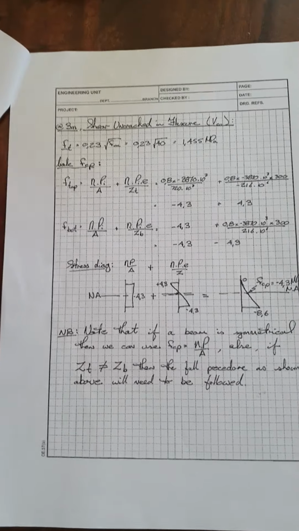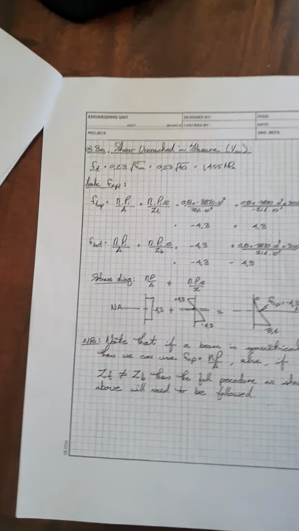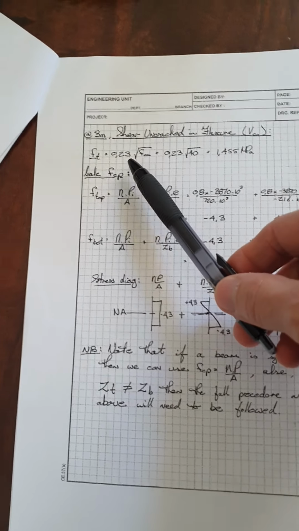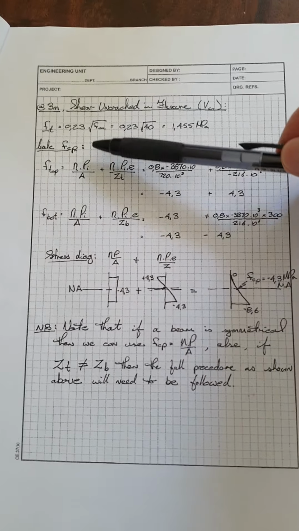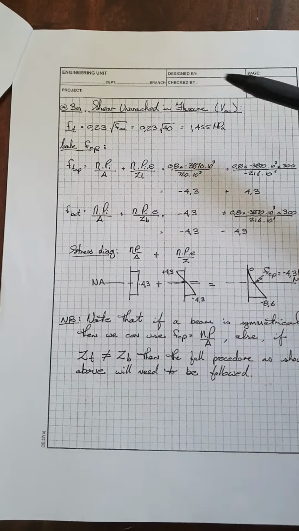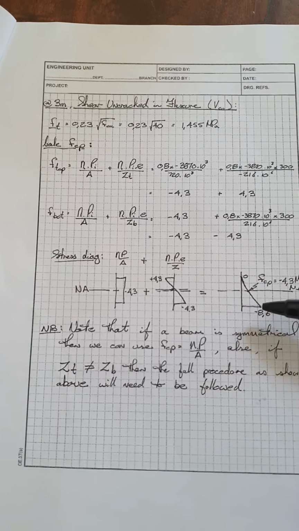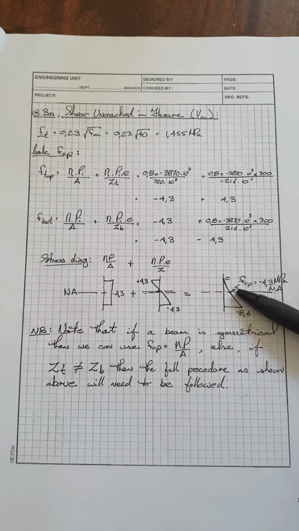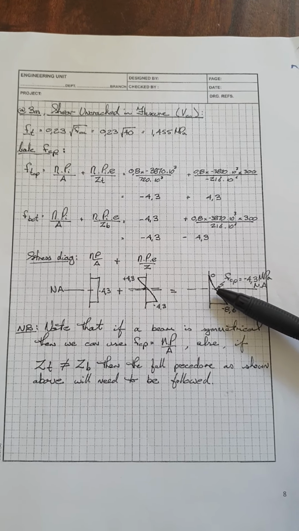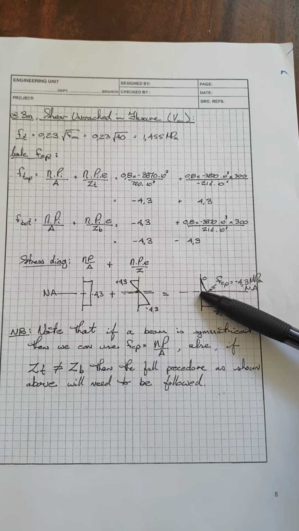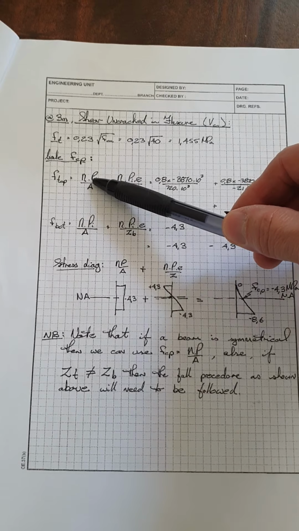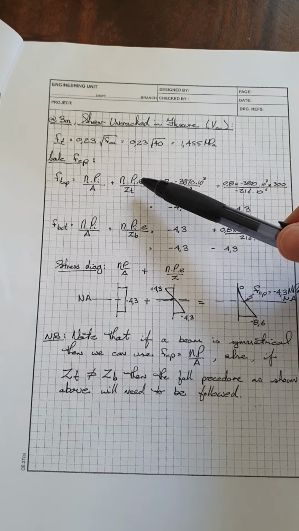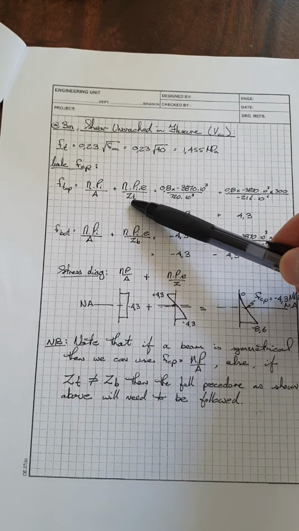Right, now this is quite straightforward. FT, for instance, there we go, quite straightforward. 0.23 times root FCU, that's easy. FCP, right, what we need to do here is calculate, as I said, what the bending stress is at the neutral axis, and it's due to just the pre-stress force only. So we've got our P upon A, PE upon Z.